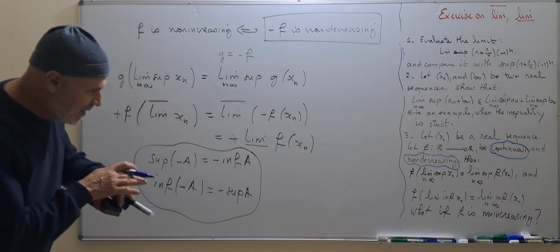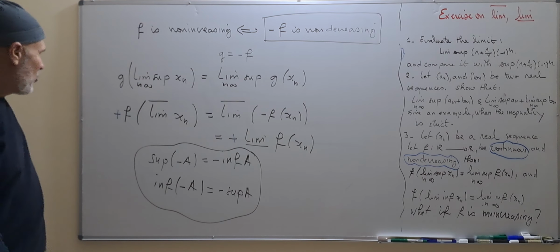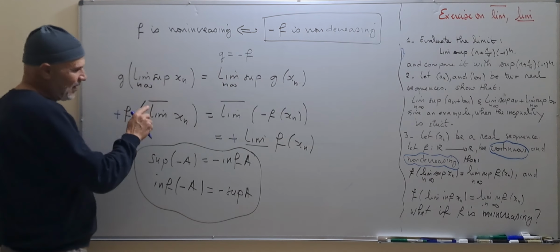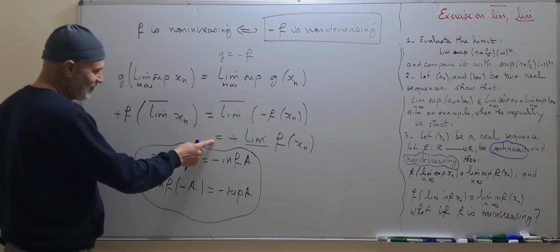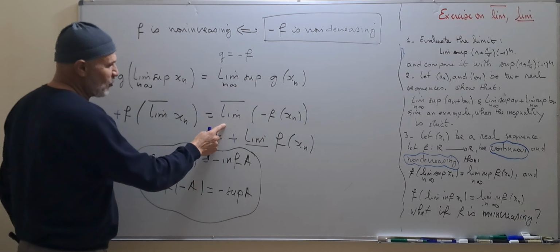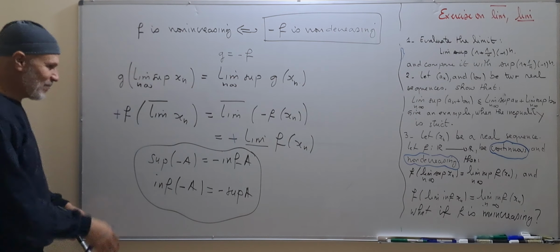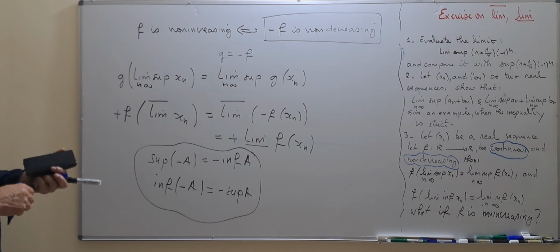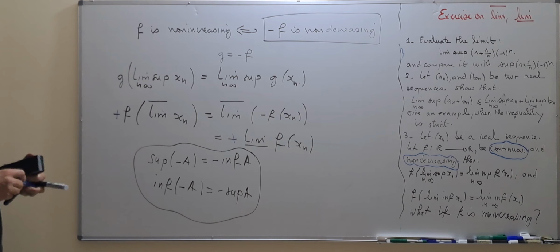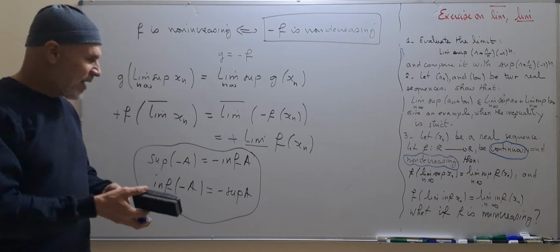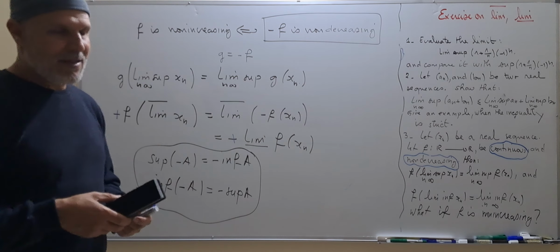Using the same technique, we will get f of the limit inf of xn equal to the limit sup of f of xn. So they are symmetric in some way. I think this is all for today. Thank you very much. See you next time.